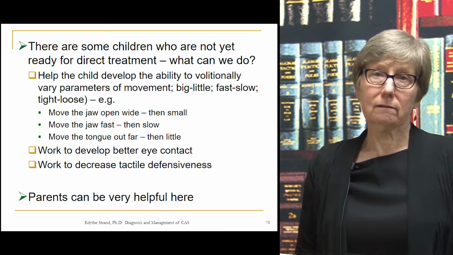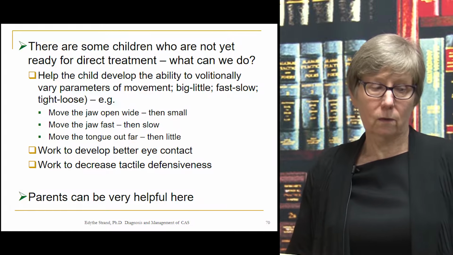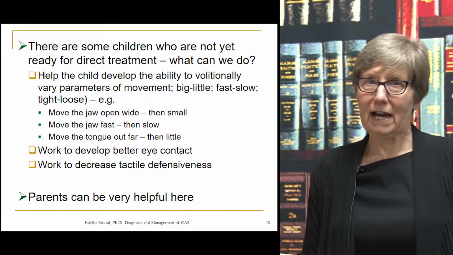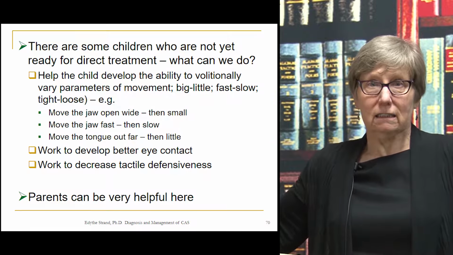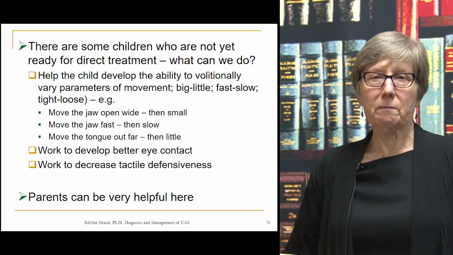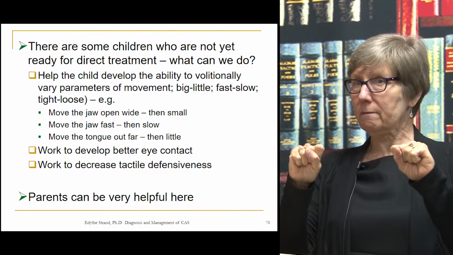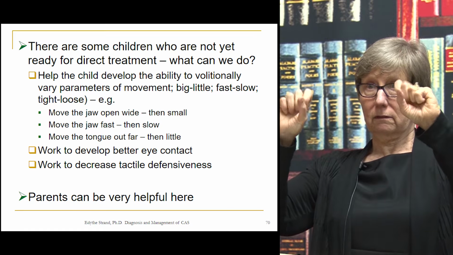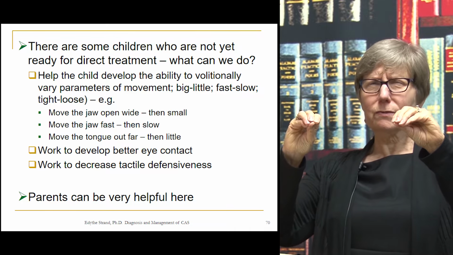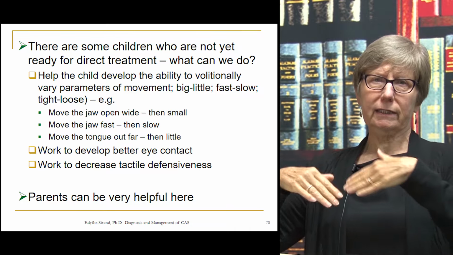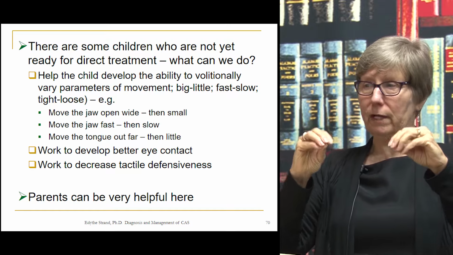Big is easy, little is hard. Then we go fast and slow. Fast is easy, slow is hard. Then we go tight and loose. And we move from the arms to the fingers, which makes it a little harder. And we do the same thing. Let's move big. Let's move just a little bit. This is really helpful for cueing later in therapy if they can learn to volitionally vary these parameters.